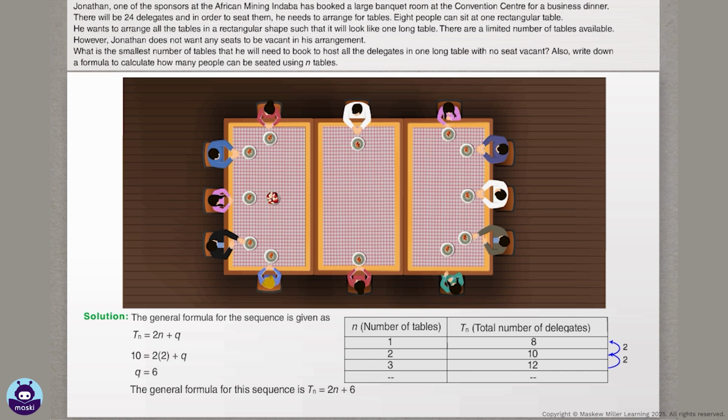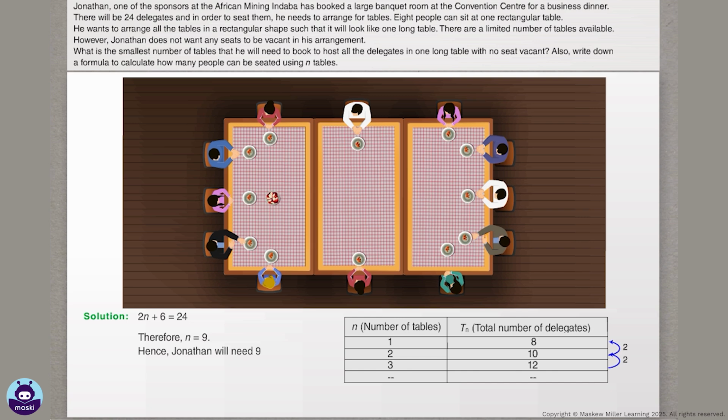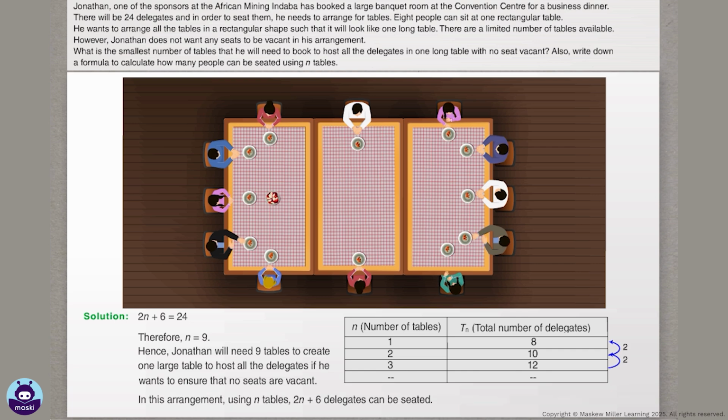To find n when Tn is equal to 24, we substitute the values in this equation. 2n plus 6 equals 24. Therefore, n is equal to 9. Hence, Jonathan will need 9 tables to create one large table to host all the delegates if he wants to ensure that no seats are vacant. In this arrangement, using n tables, 2n plus 6 delegates can be seated.